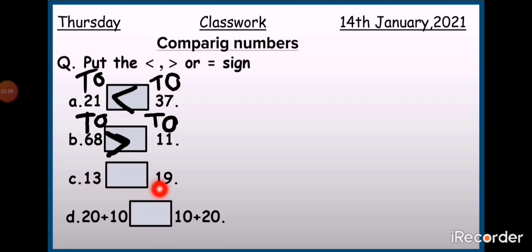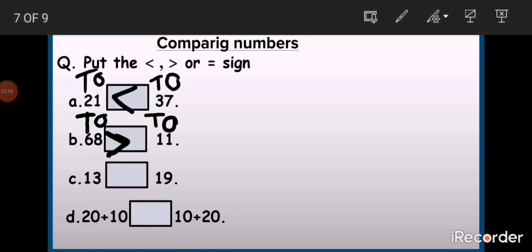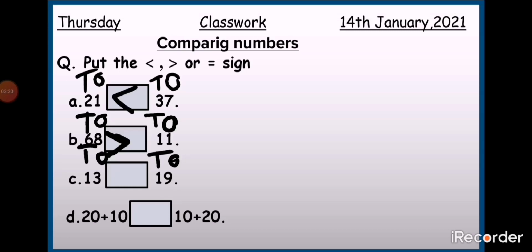Now C part. 13 and 19. Again, compare the numbers. Is 13 smaller or greater than 19? Put the place value. On the right side digit 3, put O for ones. On the next number 1, put T for tens. On number 19, put O for ones and T for tens.